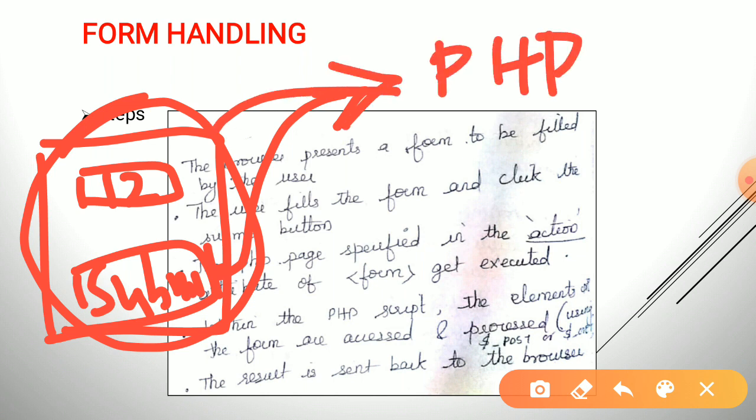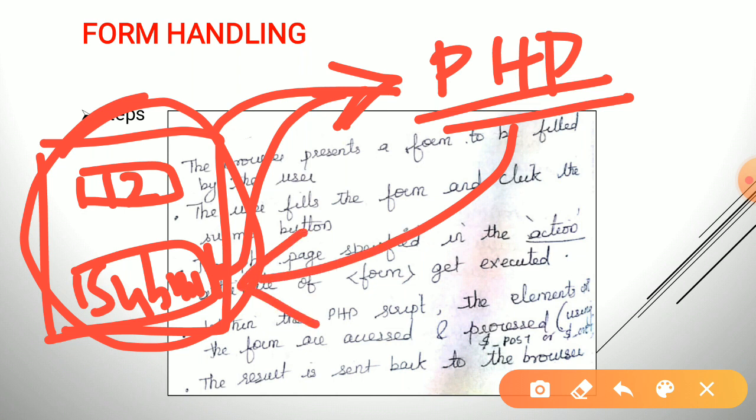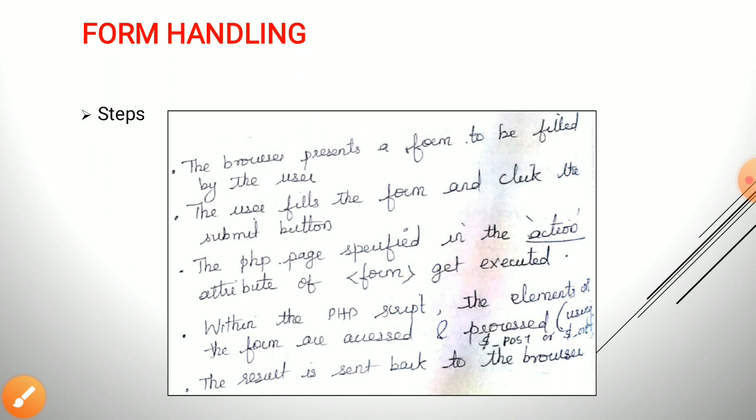Okay, so in order to process this data, first this PHP script must access this data. We will discuss how this PHP script accesses the form data. So after processing, the PHP script sends data back to the client, so the client can see the result. Okay, so these are the steps in form handling.